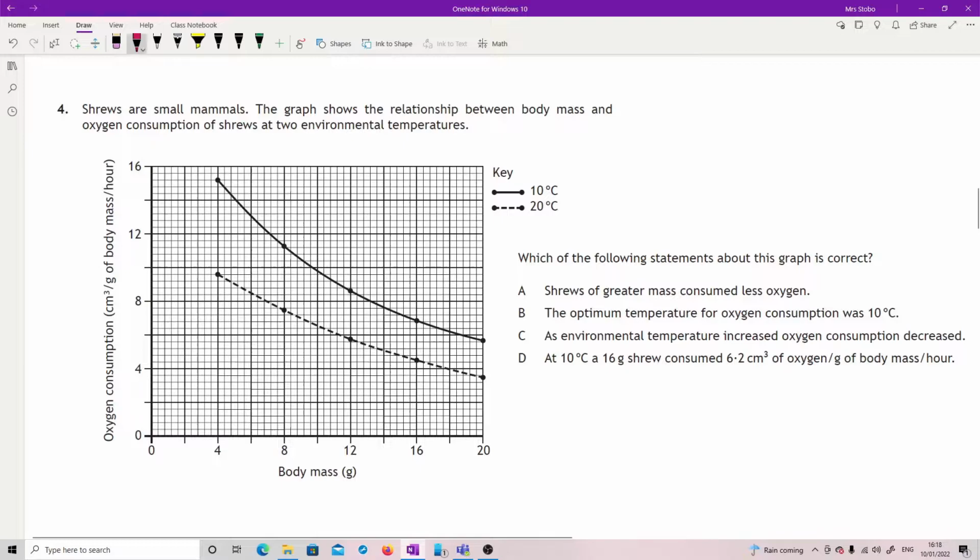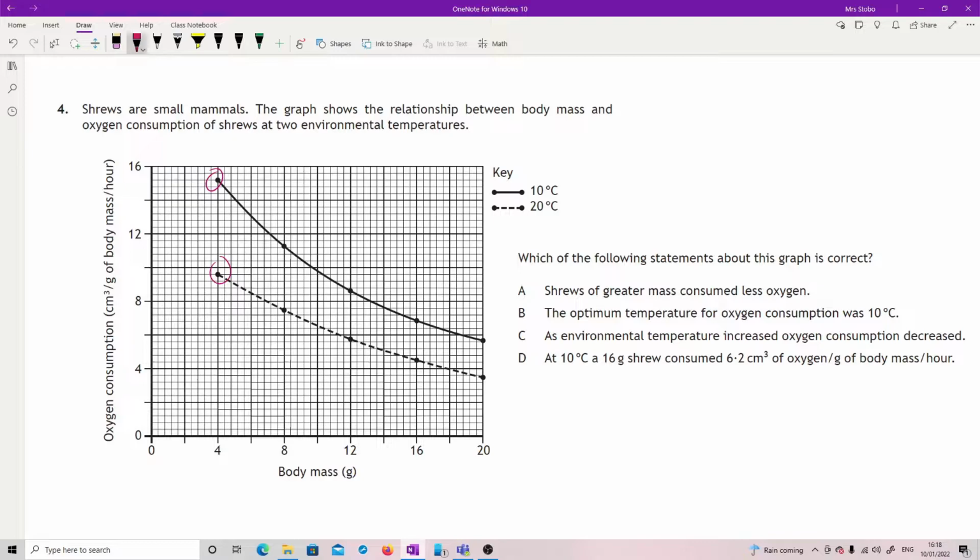Question 4. Shrews are small mammals. The graph shows a relationship between body mass and oxygen consumption of shrews at 2 environmental temperatures. Okay, here we've got a 10 degree line, which is solid, and a 20 degree line, which is dotted. So we can see that categorically the oxygen consumption is decreasing with temperature and is also decreasing with body mass.